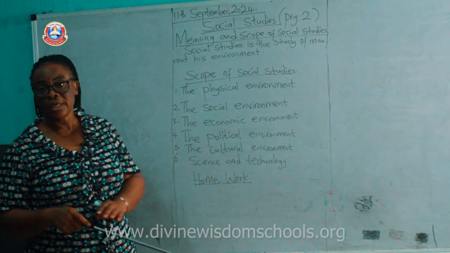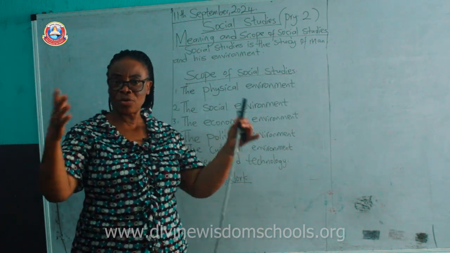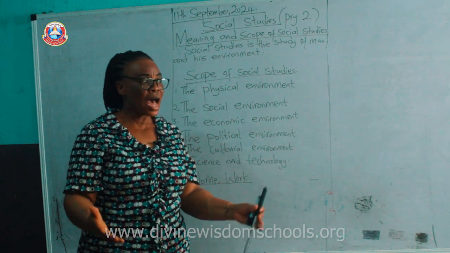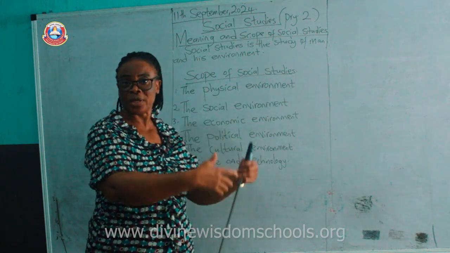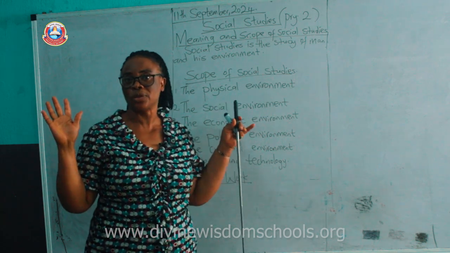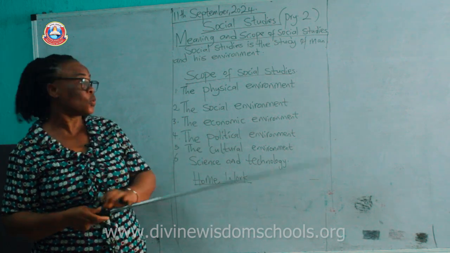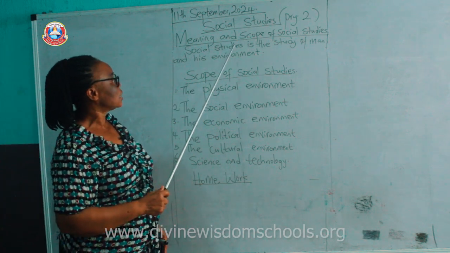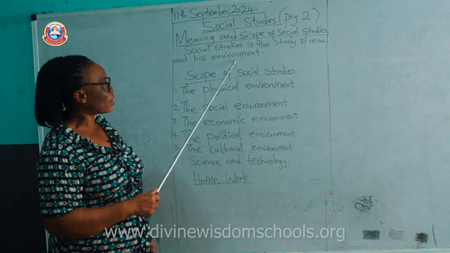That is to say, the study of human beings and the environment where they live, how their behaviors affect the environment and how the environment also affects them. That is what social studies is all about, okay? Can we define social studies? Social studies is the study of man and his environment.